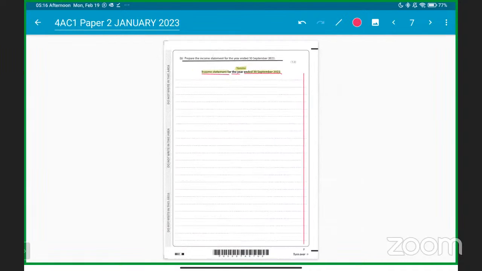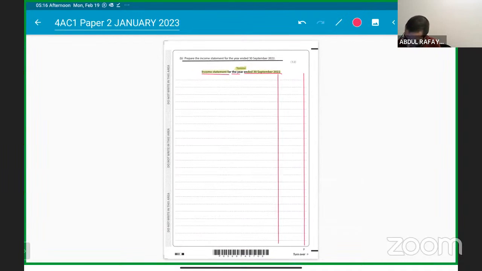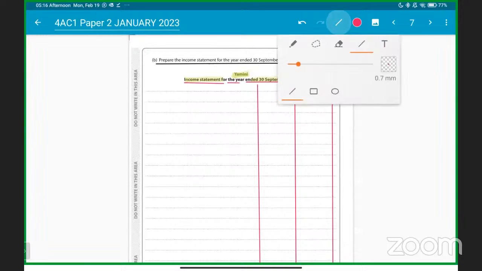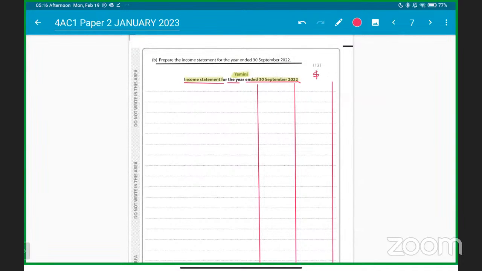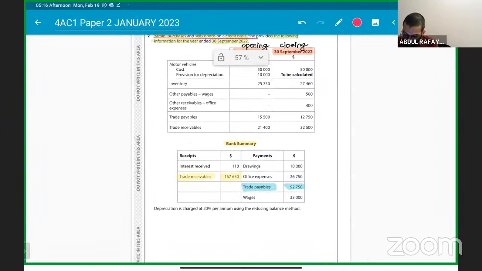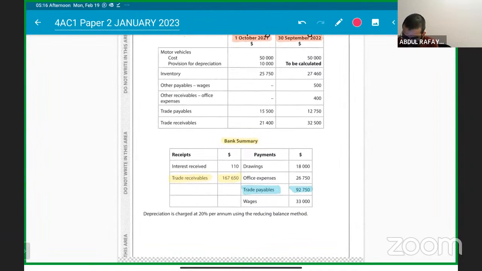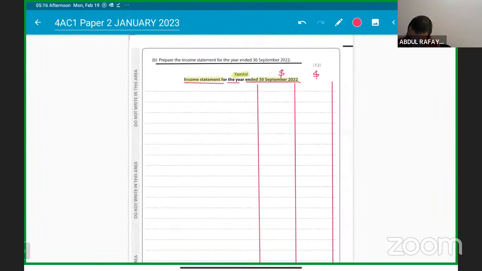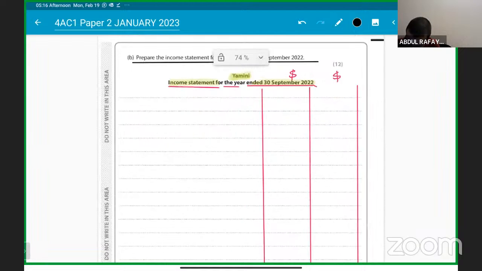Let's start off. We'll have to make two columns. So here we go. Two columns are there, and let's start working with it. Income statement basically starts off with the revenue. So where do we have revenue? Yes, we have inventory, other receivables, other payables, direct wages. So the first thing up is the revenue. How much revenue do we have, students? We have the credit sales, the revenue.